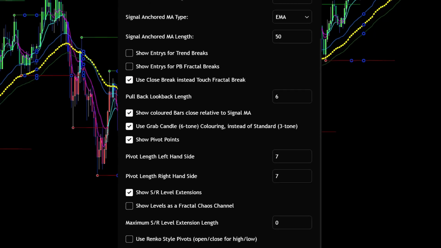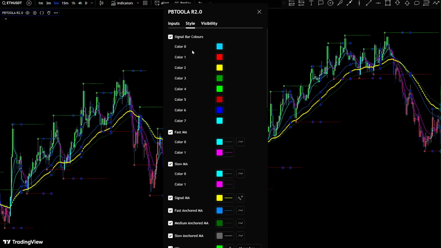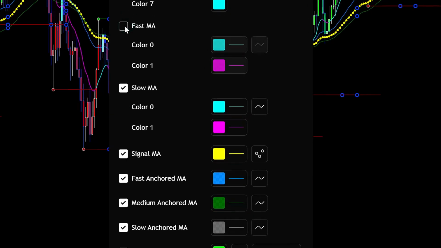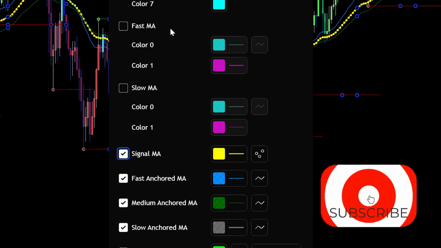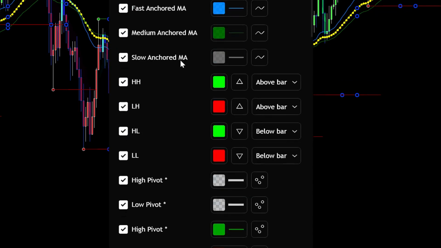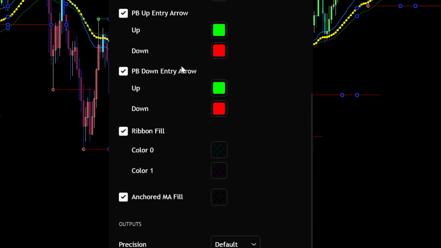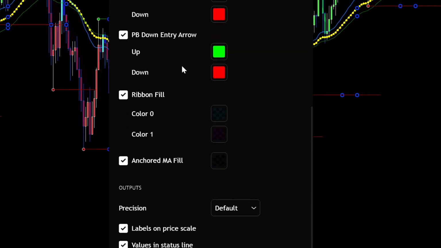Alright, now let's hop on over to the Style tab. Here's where we can adjust the visual appearance of the indicator. You'll see options for Fast MA, Slow MA, and Ribbon Fill. MA stands for Moving Average, and while these can be helpful in some contexts, we're going to disable all three of them for this particular strategy. Just uncheck the boxes next to each one.